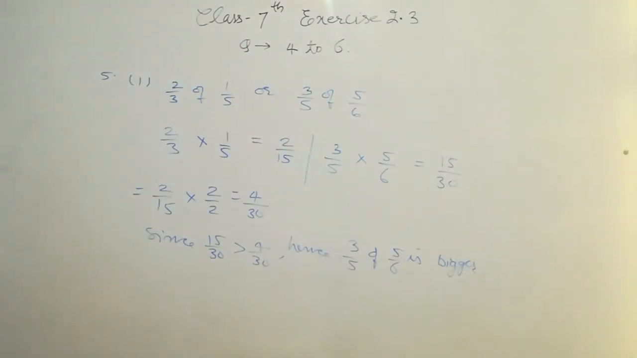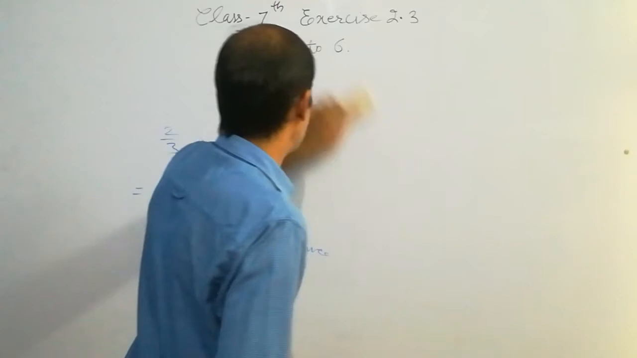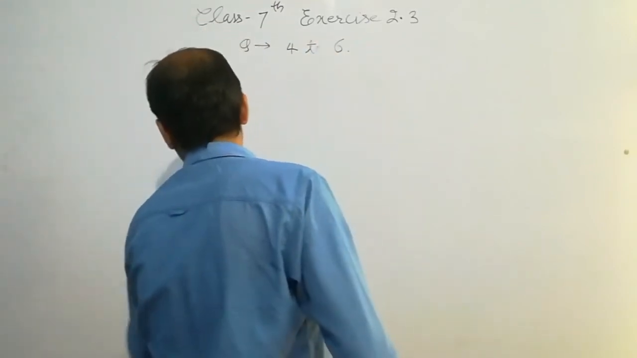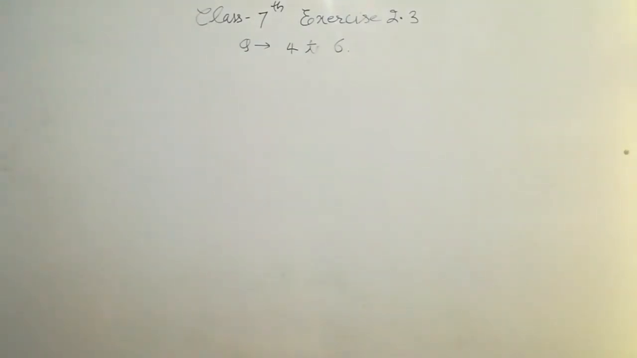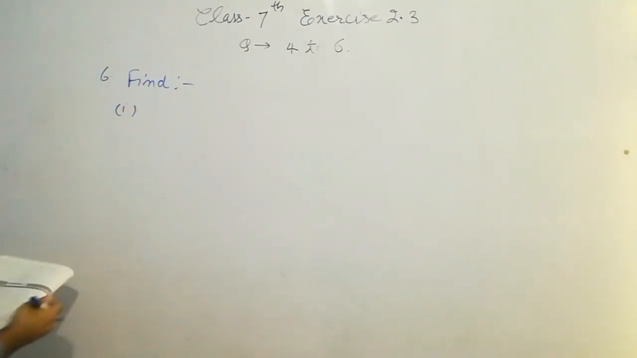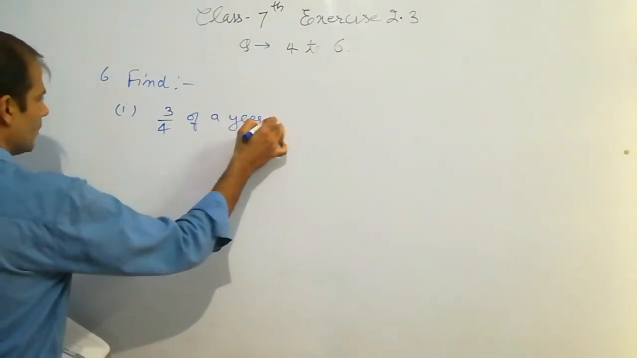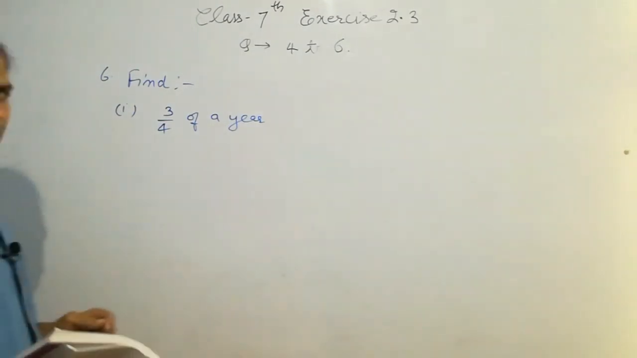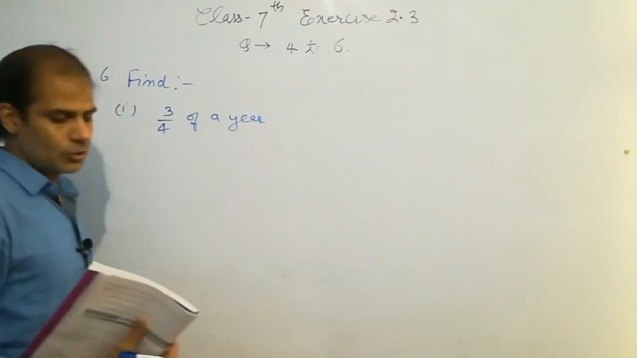Okay students, pause the video and note it down. And next question is 6th. It is also important. The question is find, simply find. First part, 3/4 of a year. Now what is the meaning of 3/4? It means this is a fraction and year. So this is 1 year.